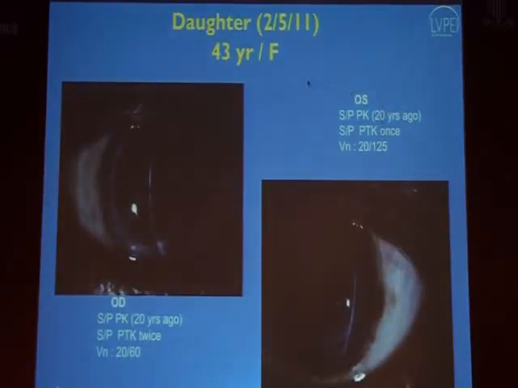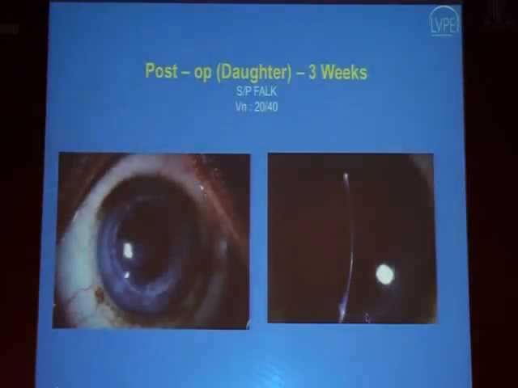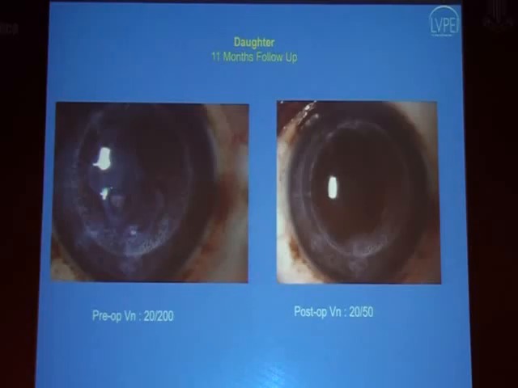The daughter is 43 years old. She had undergone PK in the right eye 20 years ago and in the left eye as well. She had undergone PTK twice in the right eye and once in the left eye. And her entry-level visual acuities were 20/60 in the right eye and 20/25 in the left. She had in fact come in for a PTK for her left eye. So we did FAL for this daughter, and the result is extremely satisfying. The visual acuity improved to 20/40 within a week's time, and she's maintained the visual acuity at the end of 1 year of follow-up. So this is 11 months follow-up, showing that this is 20/50 unaided. With best corrected, she has excellent visual acuity.